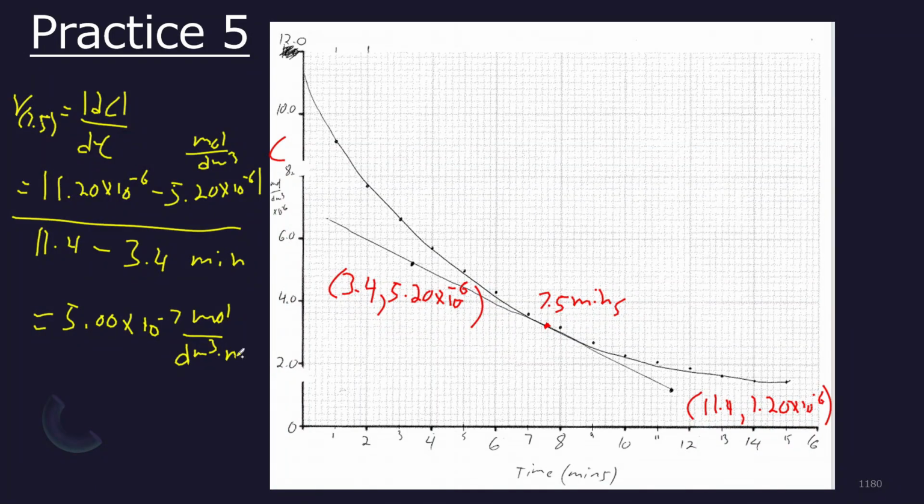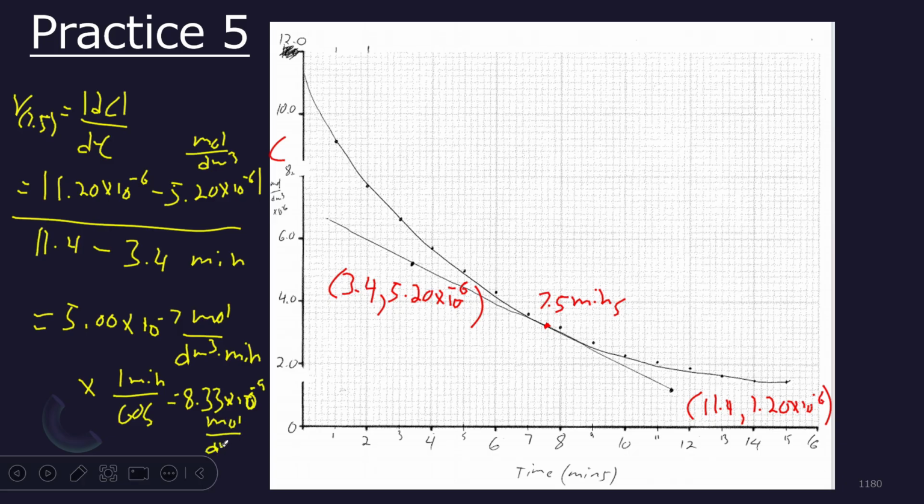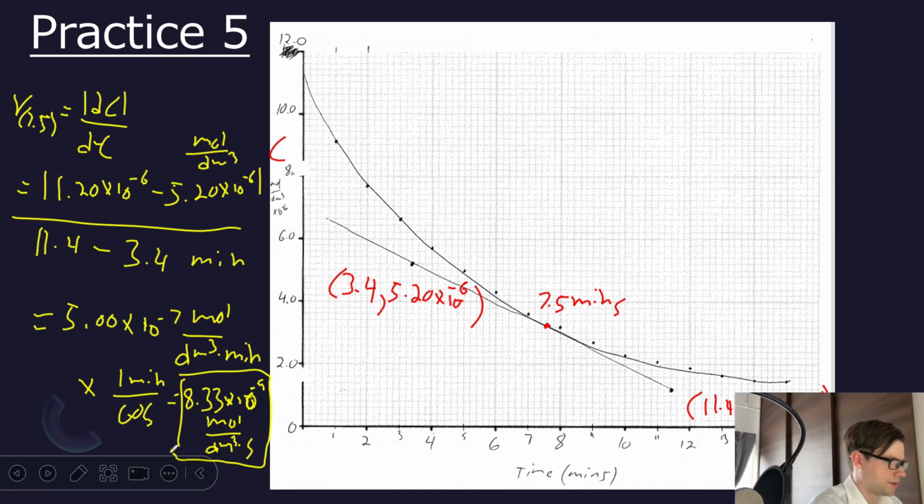And again, we'd rather have that in seconds, so multiply by 1 minute per 60 seconds. So 8.33 times 10 to the minus 9 mole per decimeter cubed per second. Okay, so that is the answer to number 4.